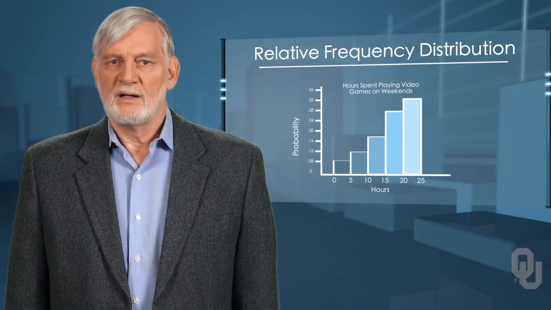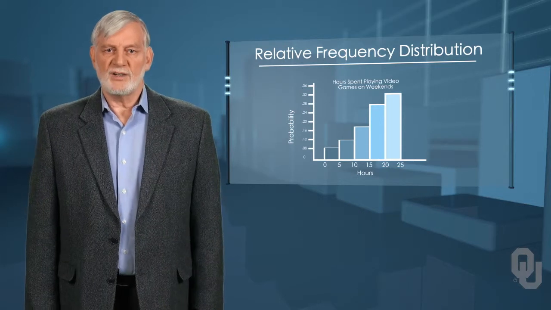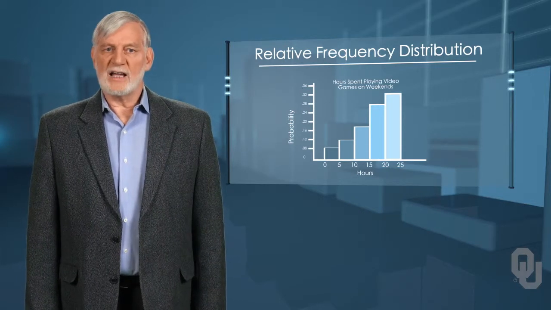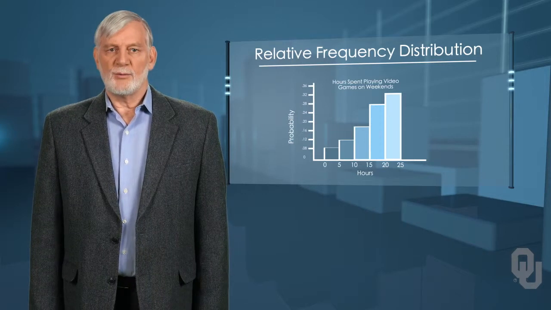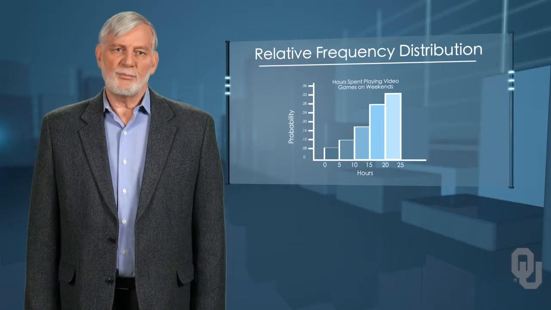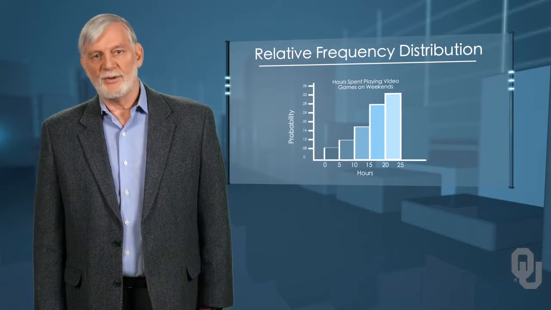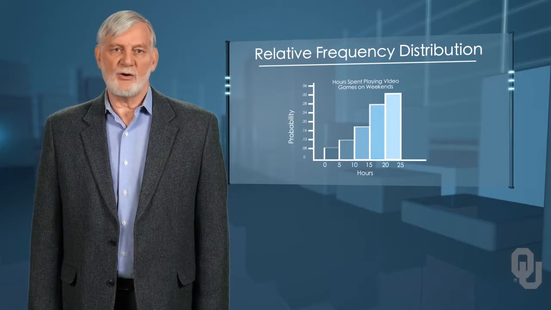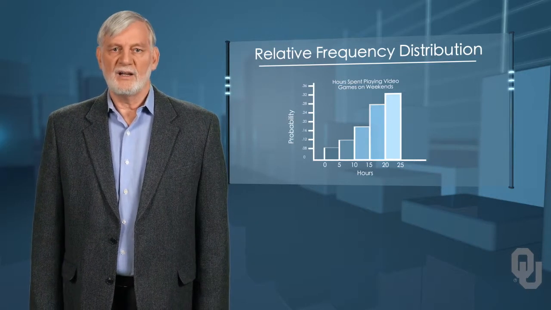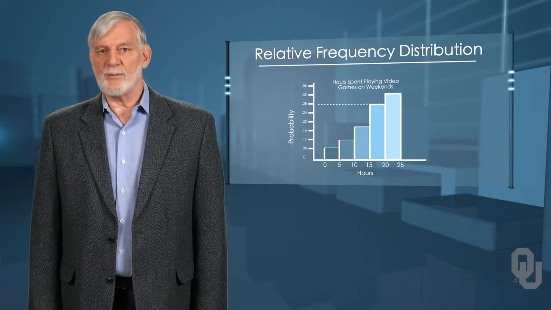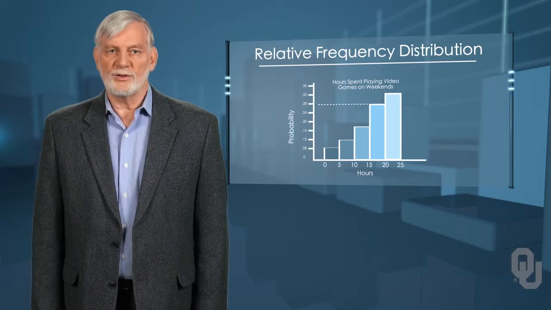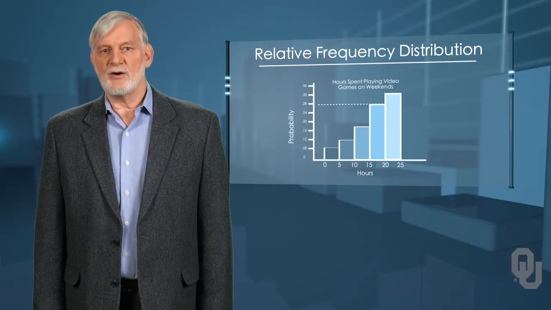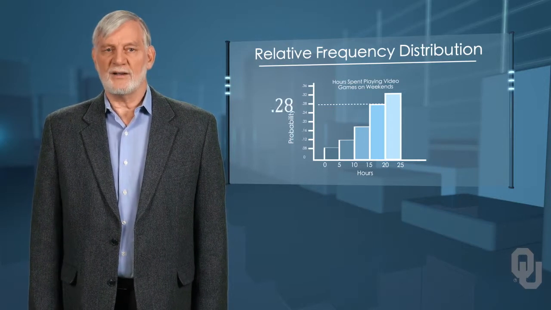An important feature of a frequency histogram is that you can actually calculate probabilities of finding a particular outcome in a random draw. Because the proportion of students who, for example, spend between 15 and 20 hours playing video games on the weekends is 28% of the group sampled, we can say that the probability of randomly drawing a student who plays between 15 and 20 hours each week is 0.28.